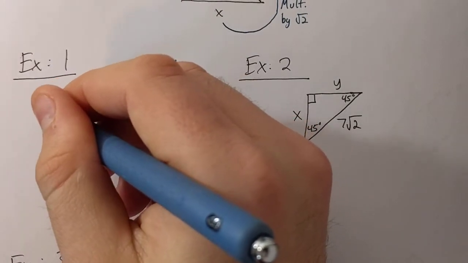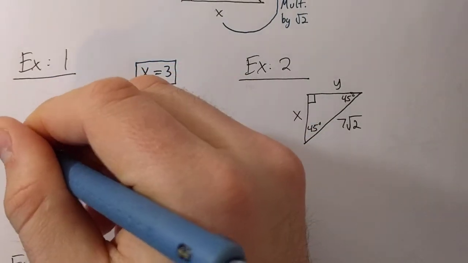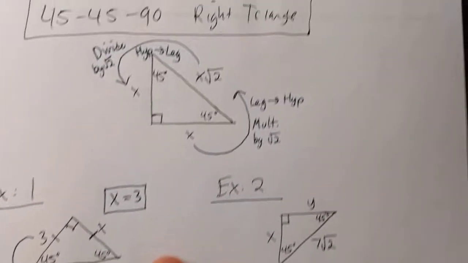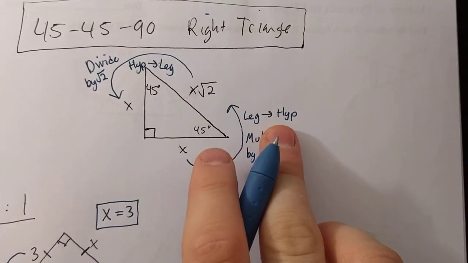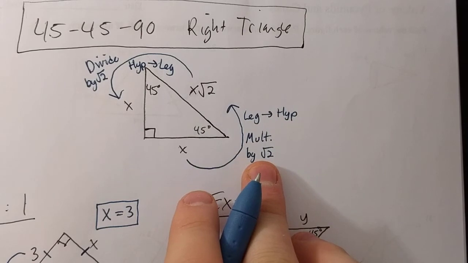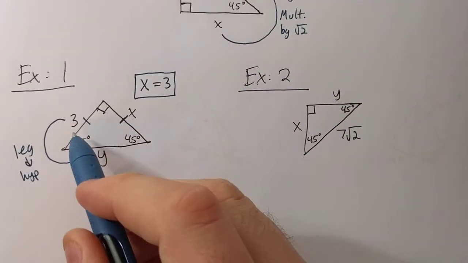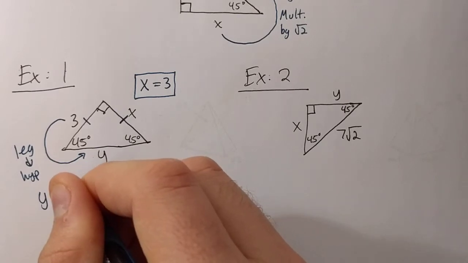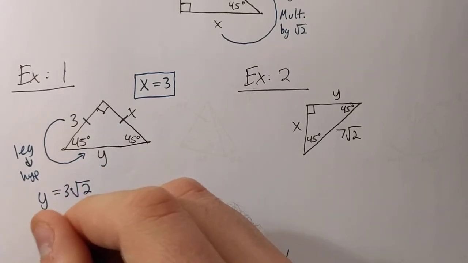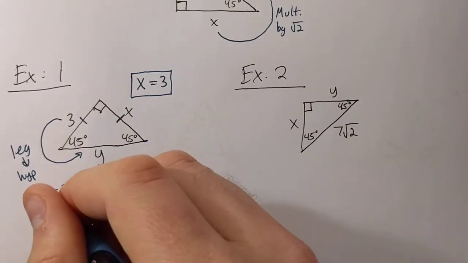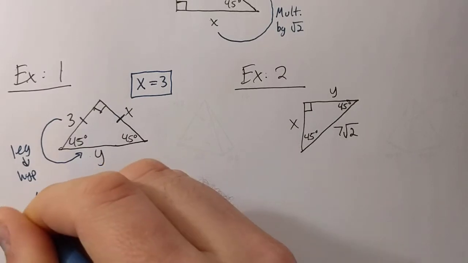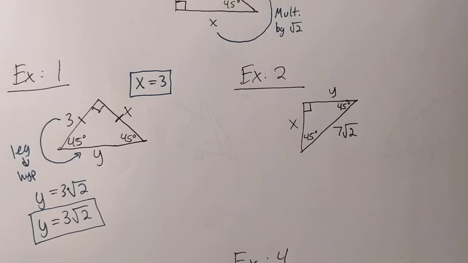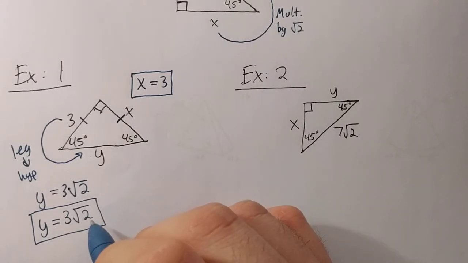The next part, though, you have to go from leg to hypotenuse. And if you recall from the diagram up here, leg to hypotenuse, you're going to multiply by square root 2. So we're going to take 3 and multiply by square root 2. And because square root 2 can't be simplified anymore, this number is going to stay 3 root 2. So we found the leg, and we found the hypotenuse.